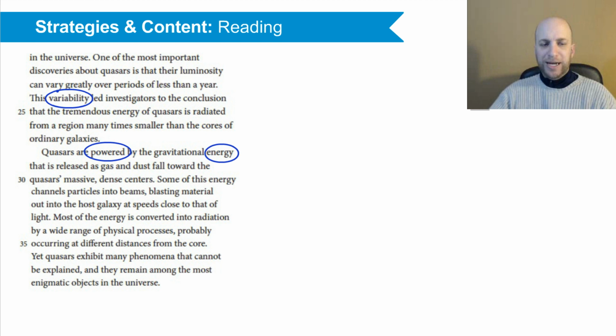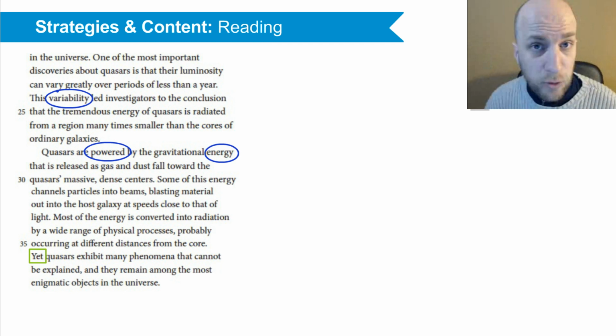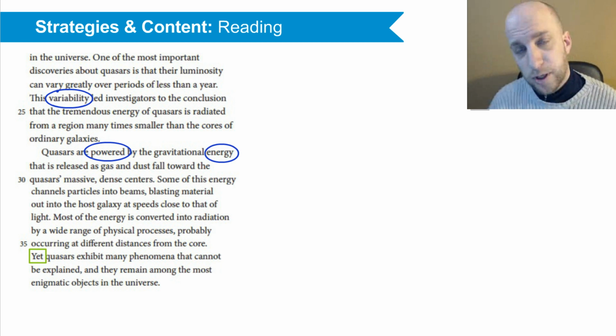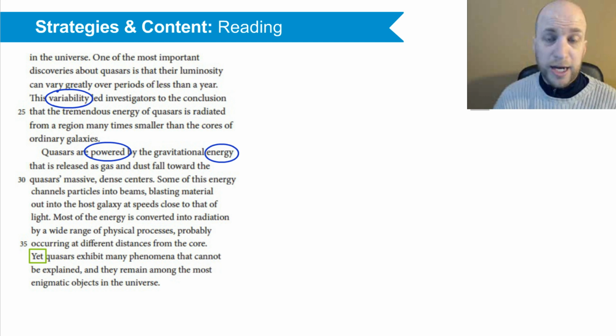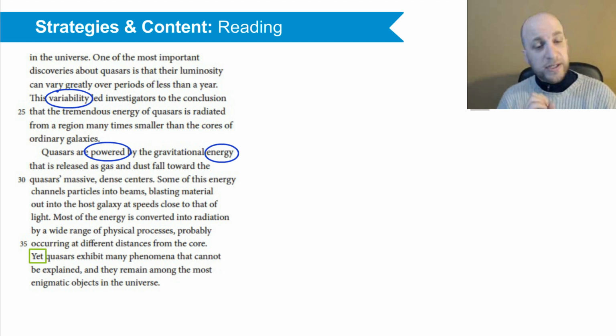If you're ever reading a science passage and you feel your eyes completely glazing over, these are words you have to grab. Transition words, and especially contrast. So no matter how little you understand this, you can still figure out from that contrast word that we have opposite things. Above, they're talking about all this stuff about energy. Below, what? Let's see. Yet quasars exhibit many phenomena that cannot be explained. They remain among the most enigmatic objects.